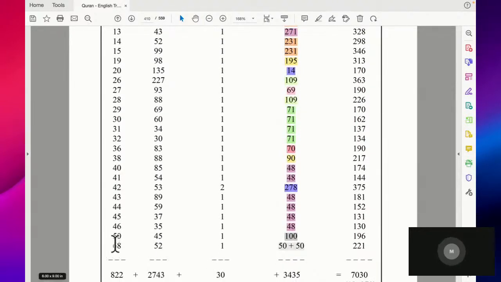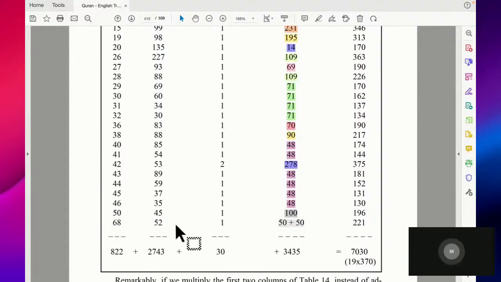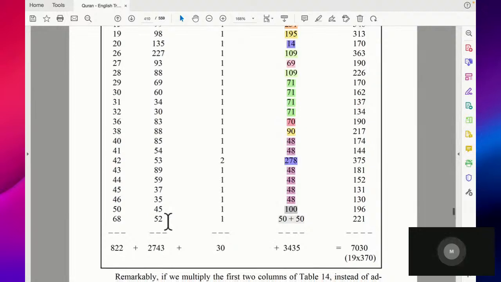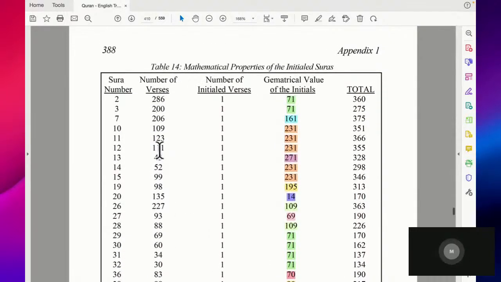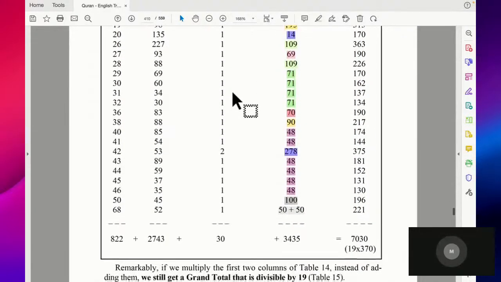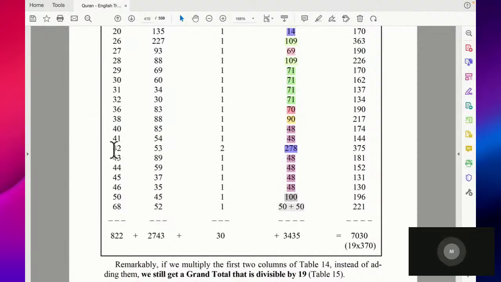And up to this point, I'm sure that you have come to this conclusion. But my point is that checking these numbers is going to strengthen your faith even more, because you see it for yourself that this is just absolutely phenomenal. So this is the number of verses in each surah, right? Then the third column is number of initial verses that we already talked about, right? All the verses are verses 1, and then only Surah 42 has 2 initial verses.